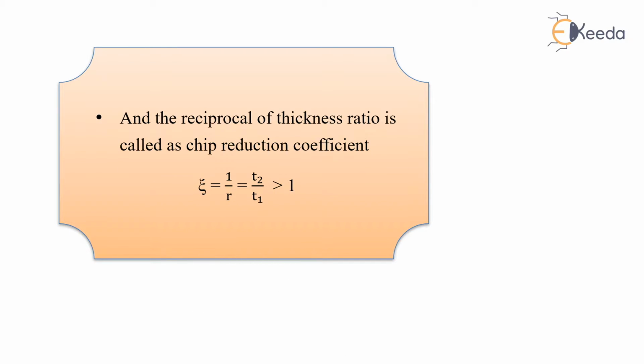And if we take the reciprocal of this chip thickness ratio r, that is 1 upon r, it is known as the chip reduction coefficient. This chip reduction coefficient is represented by the Greek symbol zeta, which is equal to 1 upon r, or T2 divided by T1. As T2 is bigger than T1, the chip reduction coefficient is more than 1.